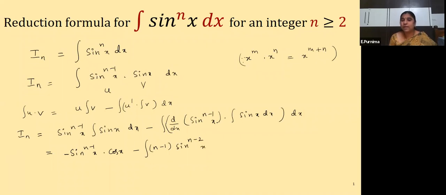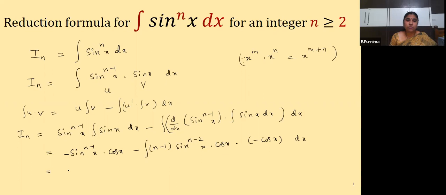X to the power of n, d by dx of x power n is what? n into x to the power of n minus 1. According to that formula, n is nothing but here n minus 1. So n minus 1 into sine to the power of n minus 1 minus 1, which will give you n minus 2, into x. And the internal function sin x should also be differentiated. So the derivative of sin x is what? Cos x, into integral of sin x, again minus cos x. Follow, children?